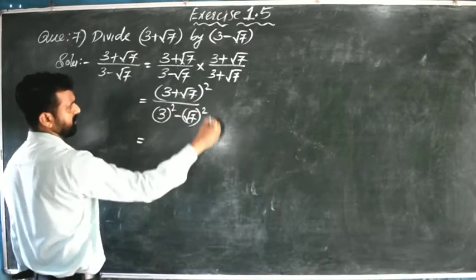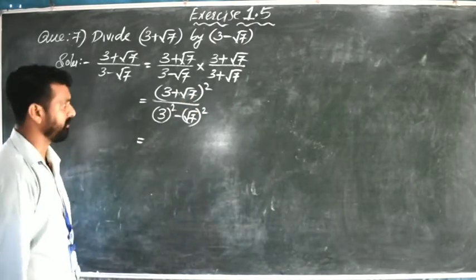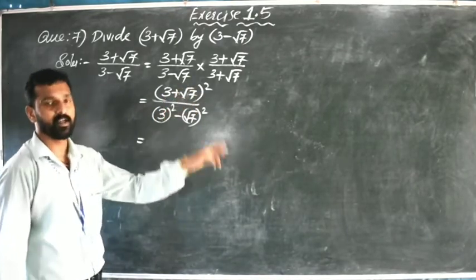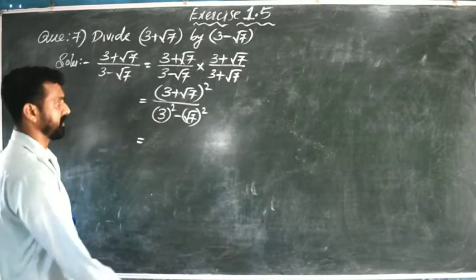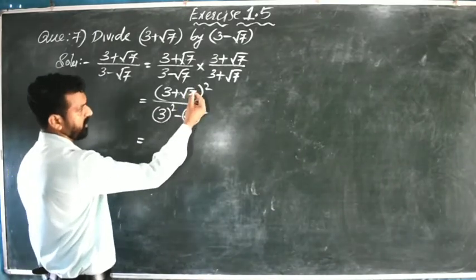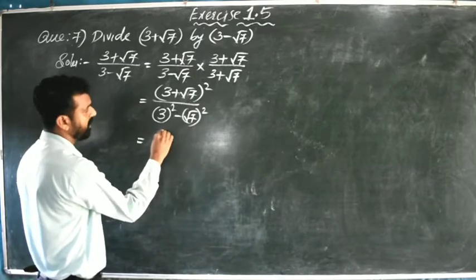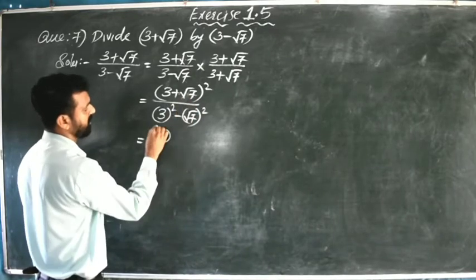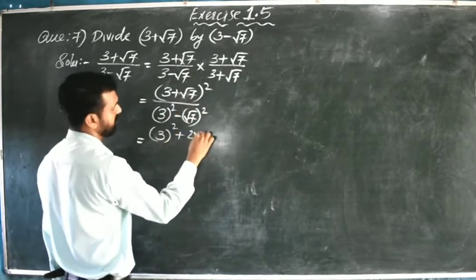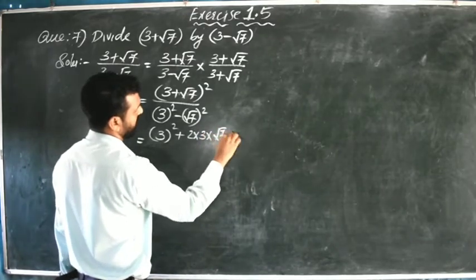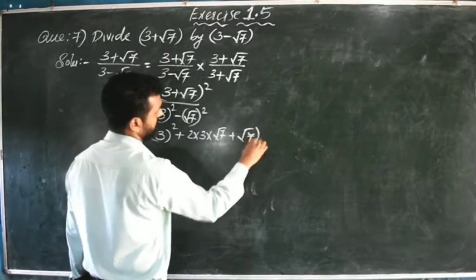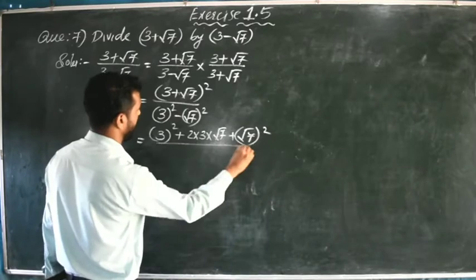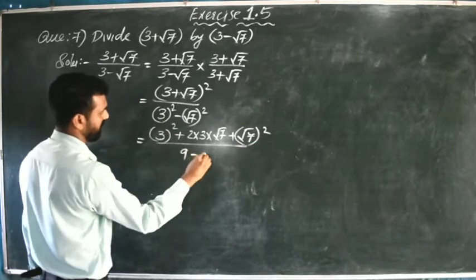Now 3 plus root 7 the whole square, we have to expand according to the formula, a plus b the whole square. Using the a plus b the whole square formula, we have to expand it. What is the formula? a square plus 2ab plus b square. Then 3 plus root 7 square will come 3 square plus 2 into 3 into root 7 plus root 7 square, that is b square, divided by 3 square, 3 3s are 9, minus root 7 square, the square and root cancel, 7.